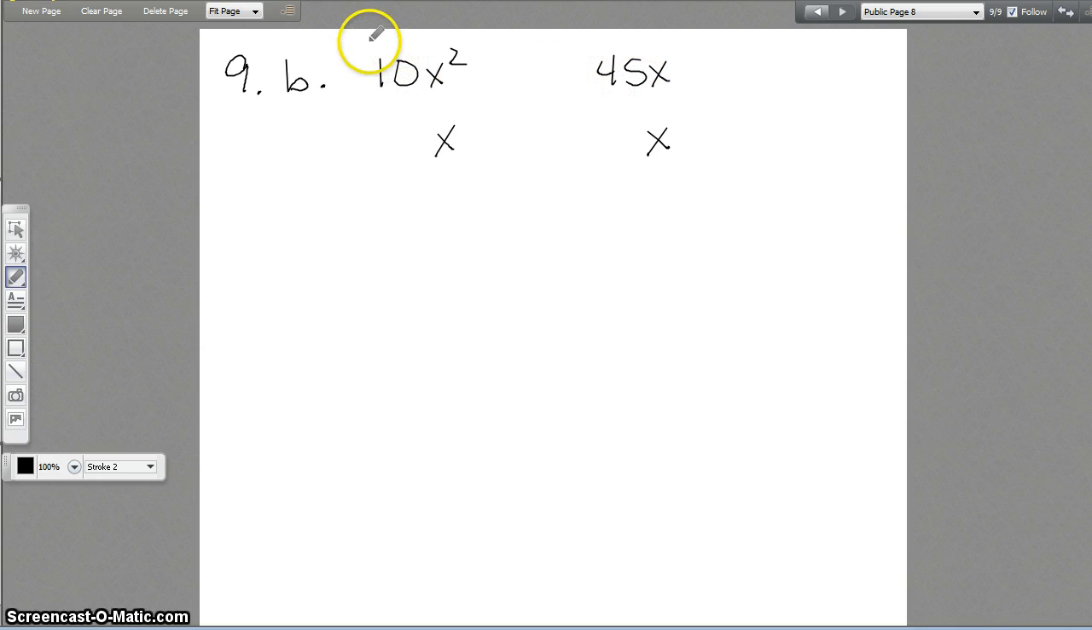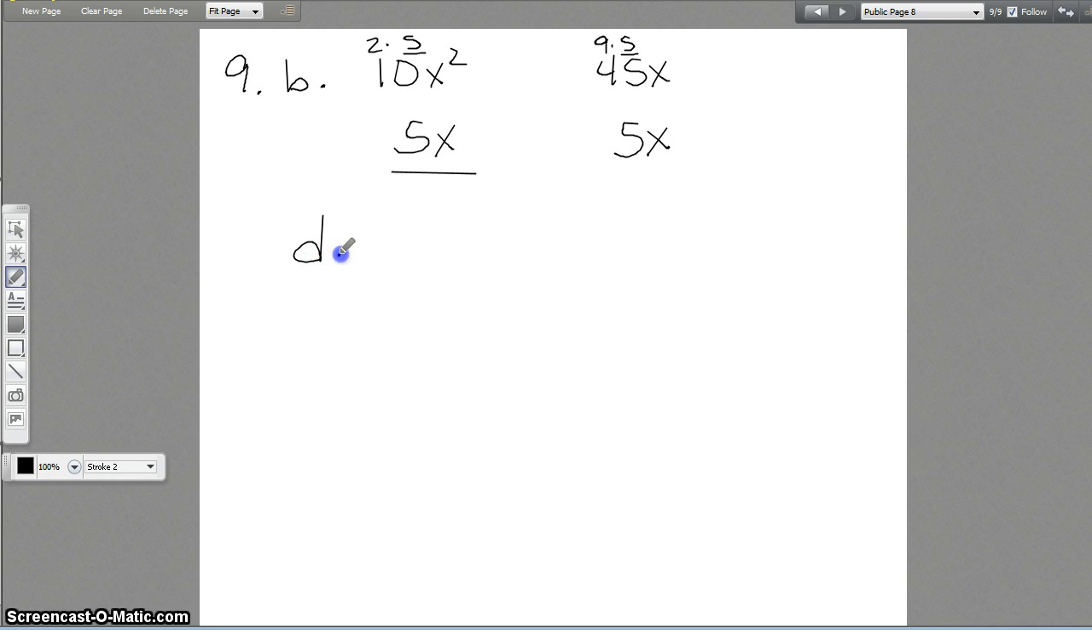Well, 10, we can get 10 by multiplying 2 by 5. We can get 45 by multiplying 9 by 5. So 5 is a common factor there. So definitely 5x will work. Is there anything bigger than 5x that will go into both 10x squared and 45x? The answer to that is no. So 5x is indeed our greatest common factor.